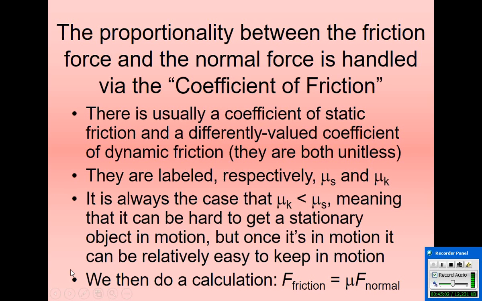Mu k is less than mu s. For any given pair of surfaces with a mu s, mu k is less than mu s. You have encountered this phenomenon before, I'm sure. It is often hard to get an object moving, but once you get it moving, you don't need to push it quite as hard. Well, that's because mu s is greater than mu k.